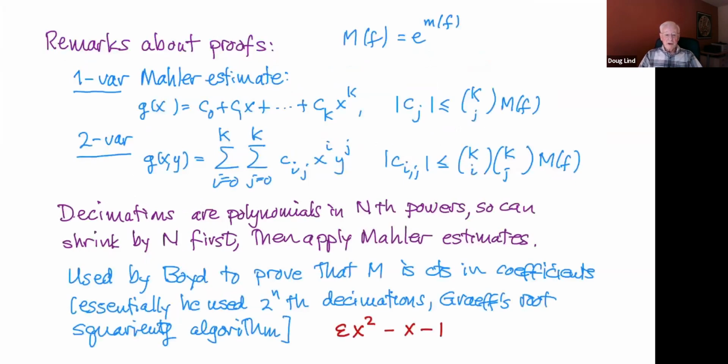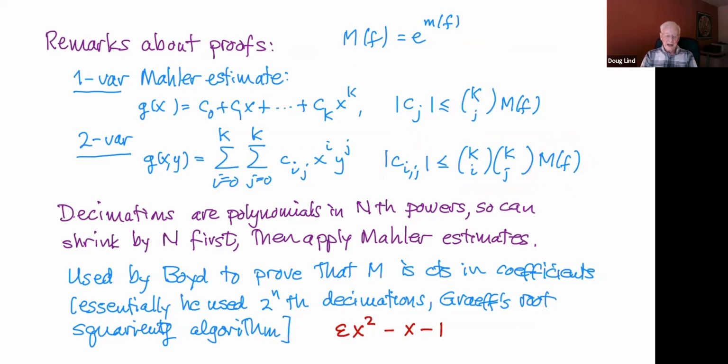So let me just make a couple of quick remarks about the proof. Key to this is the Mahler estimates. The one variable case, which was in his original paper, is a very simple combinatorial argument that the coefficients are bounded by these binomial coefficients times the multiplicative Mahler measure, this e to the additive, the logarithmic Mahler measure that we've been using. And you can induct your way up to several variables. For example, for two variables, this is the Mahler estimate. And we use this to show that if coefficients are big, then Mahler measure has to be big. That's basically what's going on here.